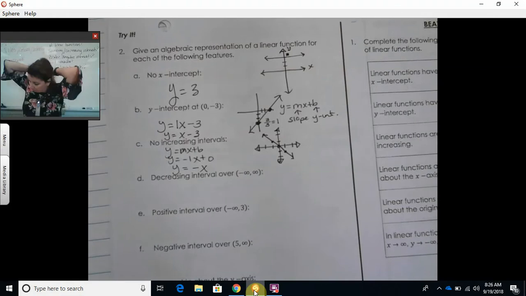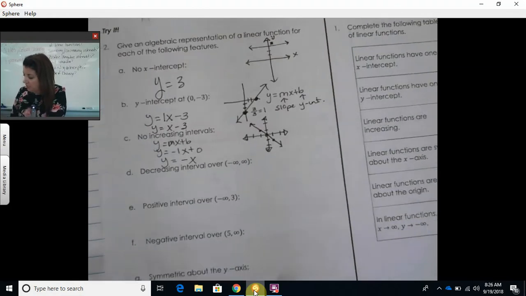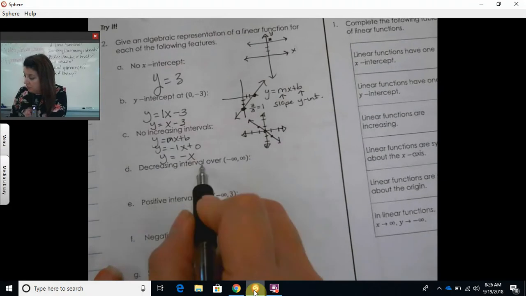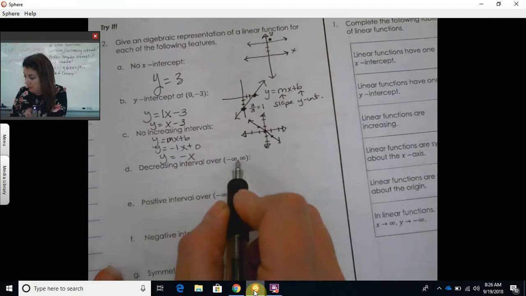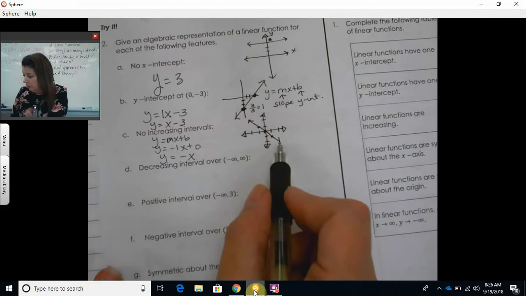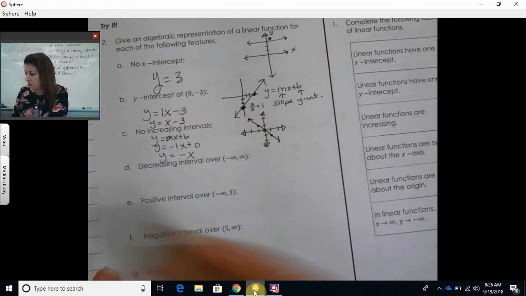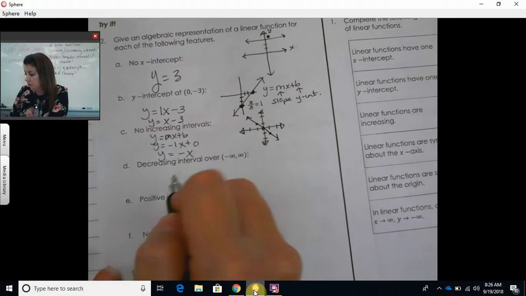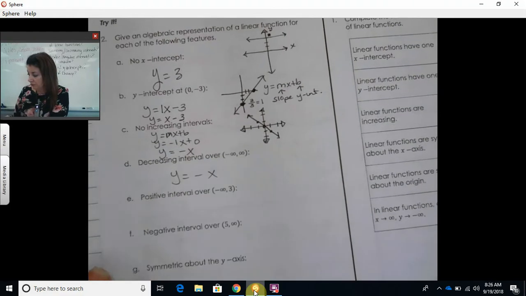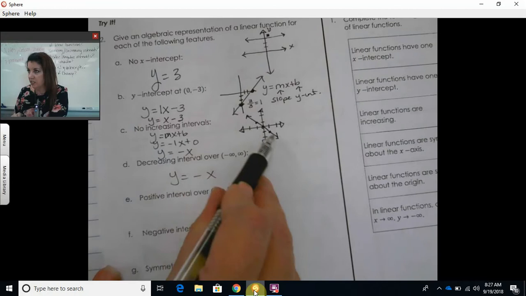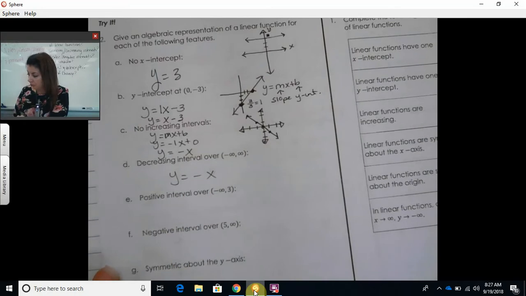Okay, this next part, it's a little confusing. Actually, this one down here, E and F. I want a decreasing interval from negative infinity to positive infinity. Well, look at that line I just drew. Is it decreasing from negative infinity to positive infinity? Yeah. So can I just use that same equation? Sure. Decreasing, not negative. It's decreasing. As x is increasing, y is decreasing from negative infinity to positive infinity.